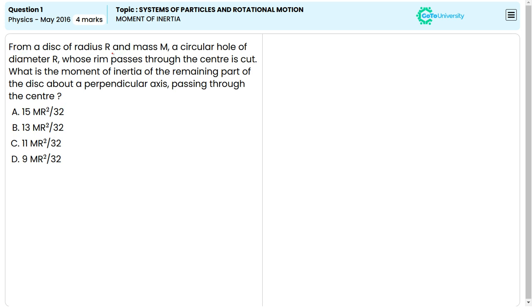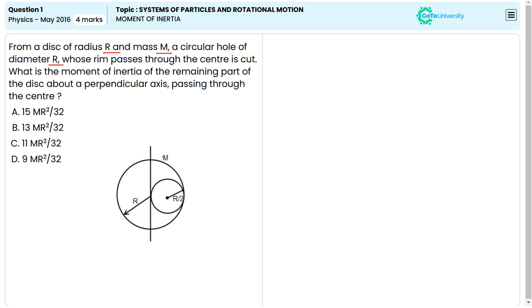From a disk of radius R and mass M, a circular hole of diameter R whose rim passes through the center is cut. For this particular statement, we'll see the diagram here. This is the diagram here. So the rim is here, and the radius is R.